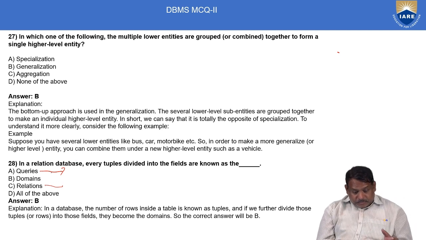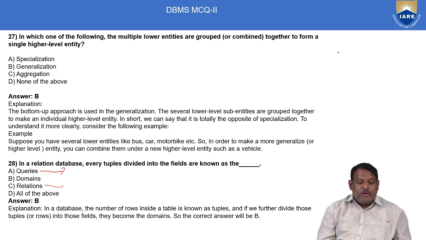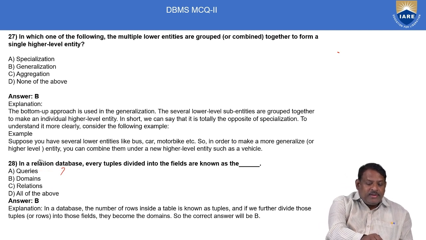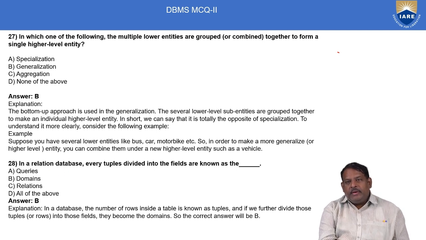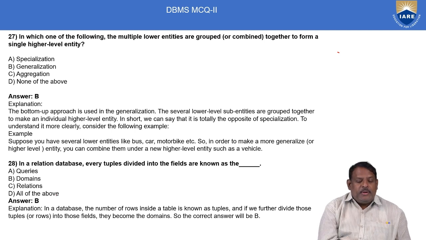Domains: if the rows can be further divided into fields, then it is a domain, like a number domain, name domain, email domain. That's all in the domain fields.